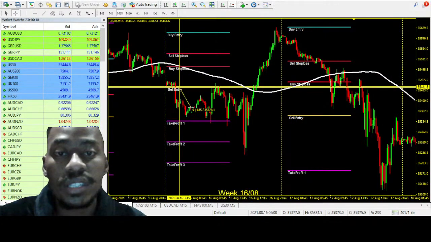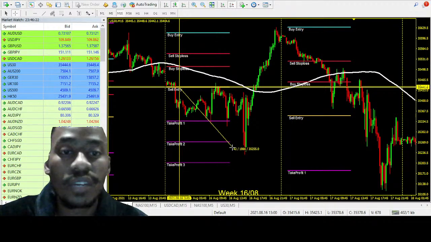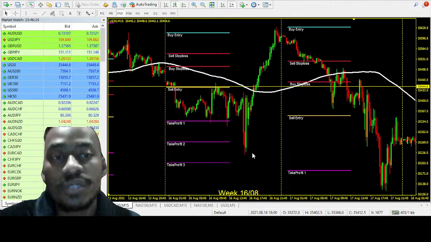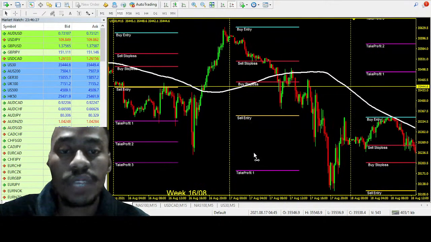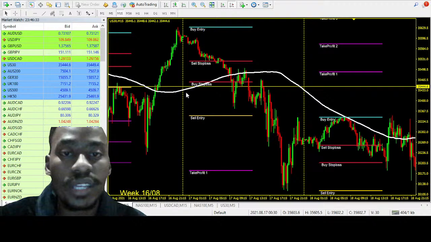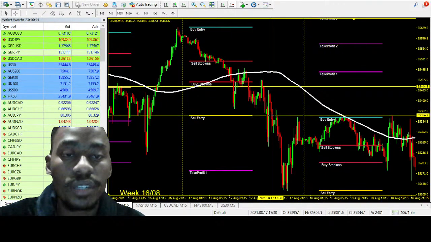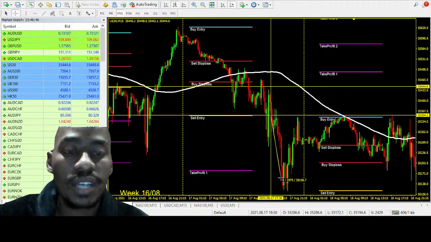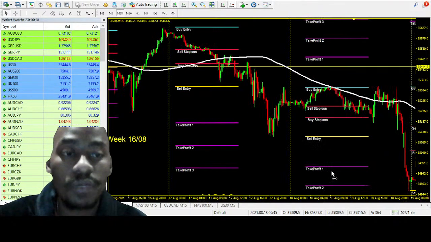What happened was the market went down and hit take profit 1, and then it went down and hit take profit 2. So that was a very profitable trade. Then we went to the next day, right over there. The market was beneath the 100 period moving average, and it triggered the sell right there. Once it triggered the sell, the market just went down from the sell entry. Let me just show you exactly where it was. The market went straight down to take profit 1. So that was another profitable day.